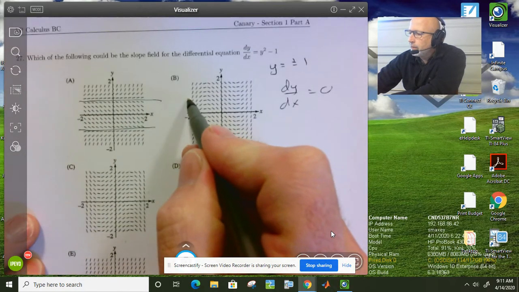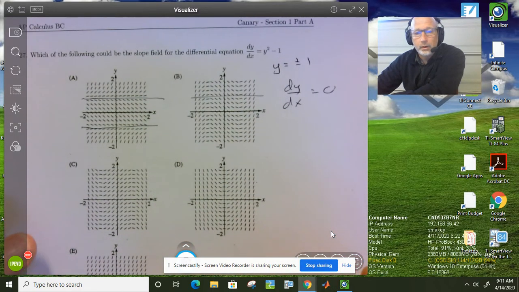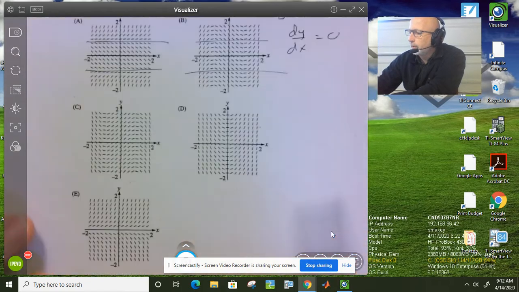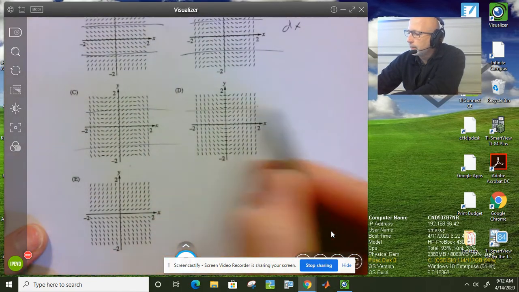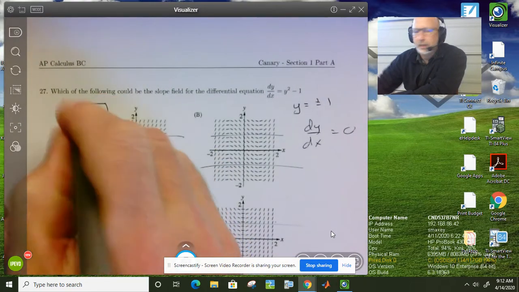This will not uniformly be equal to 0. And this uniformly won't be equal to 0. Not that, and not that. So my answer has to be A. Okay.